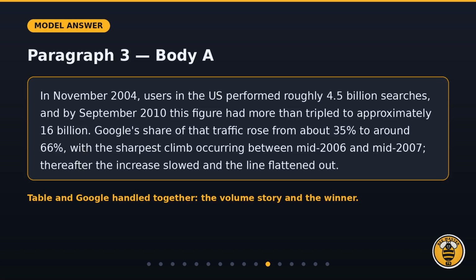Paragraph 3, Body A. In November 2004, users in the US performed roughly 4.5 billion searches, and by September 2010 this figure had more than tripled to approximately 16 billion. Google's share of that traffic rose from about 35% to around 66%, with the sharpest climb occurring between mid-2006 and mid-2007. Thereafter the increase slowed and the line flattened out. Every number is hedged because we are reading values off a graph.